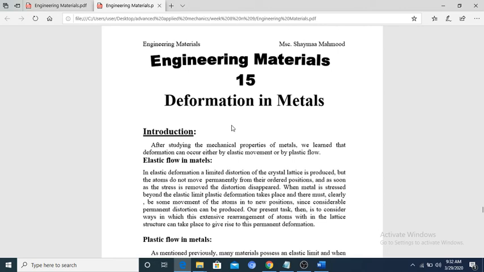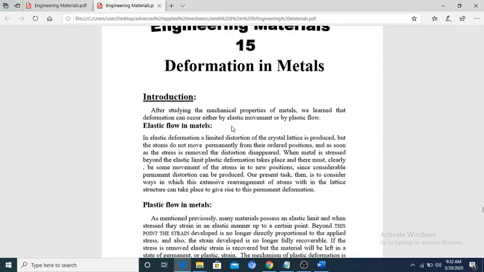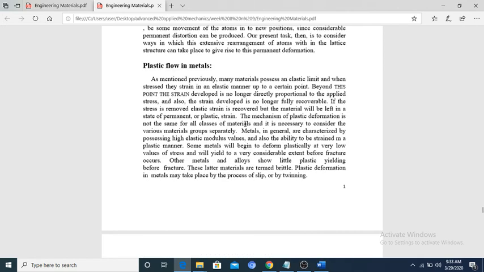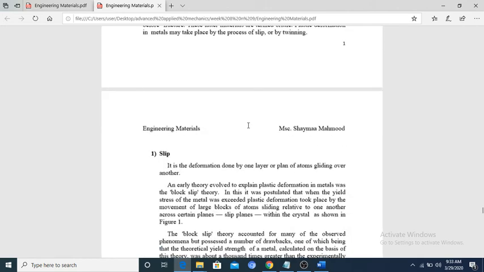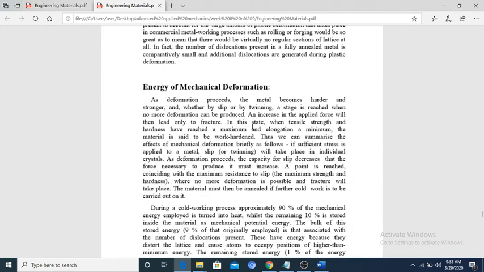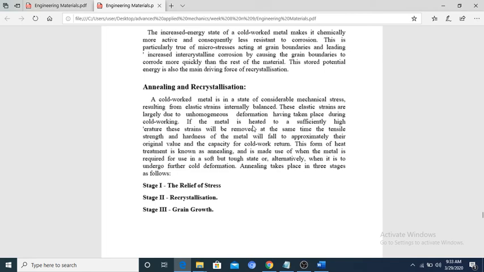So number 15 is the deformation in metals. After studying the mechanical properties of materials, we learn that deformation can occur either by elastic movement or by plastic flow. So elastic flow in metals, plastic flow in metals. Slip. Okay. Alright. This is more towards reading, so you can go through on this.